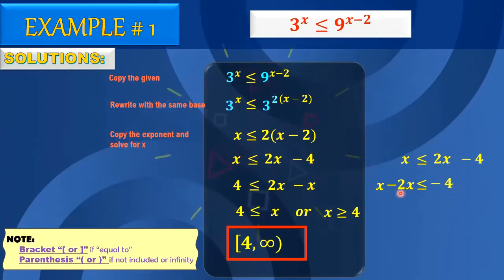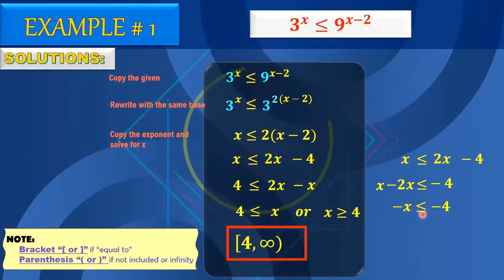Simplify x minus 2x, that becomes negative x is less than or equal to negative 4. Since our variable is negative, we need to divide both sides by a negative number, or negative 1. And always remember, take note, if we divide by a negative number in an inequality, the inequality symbol will flip. So that's why the answer is x is greater than or equal to 4.